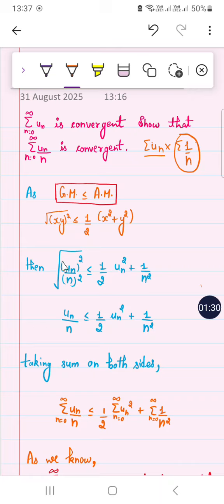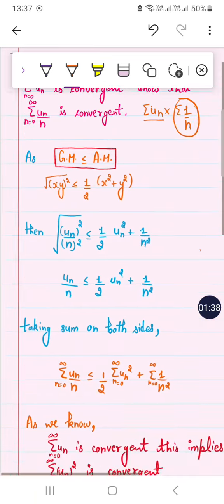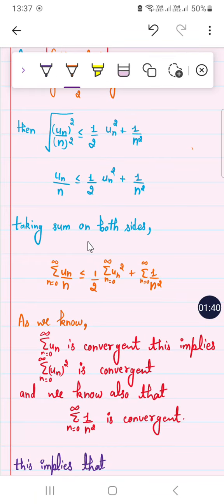Now when you have the root, it cancels out with the square. So un upon n is less than or equal to 1 by 2 un square plus 1 by n square. Now taking the sum on both sides, sigma un upon n is less than or equal to 1 by 2 sigma un square plus sigma 1 over n square.